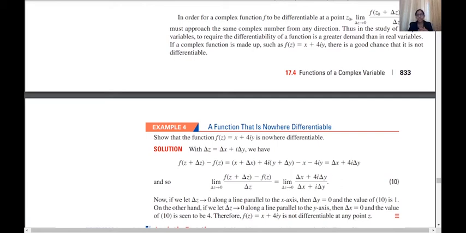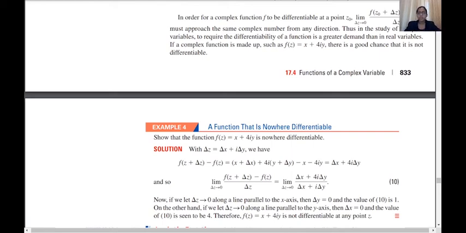So if we tend delta z to 0 along a line parallel to the x-axis, we'll get one value of the limit, and when we are approaching it along a line parallel to the y-axis, we are getting another value. So that must not happen for the derivative to exist. The limit must be unique, a particular single value. In this case, when we approach the point in different directions, we are getting different values. So this function is said to be nowhere differentiable.